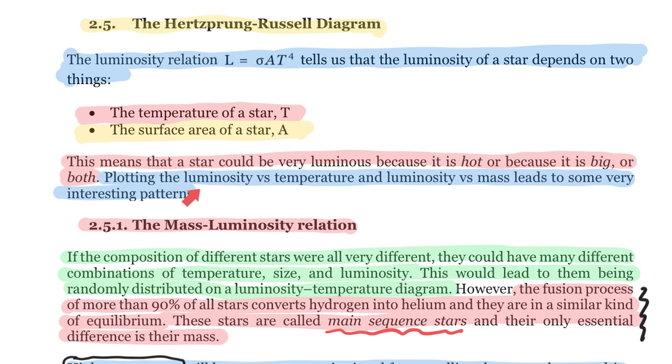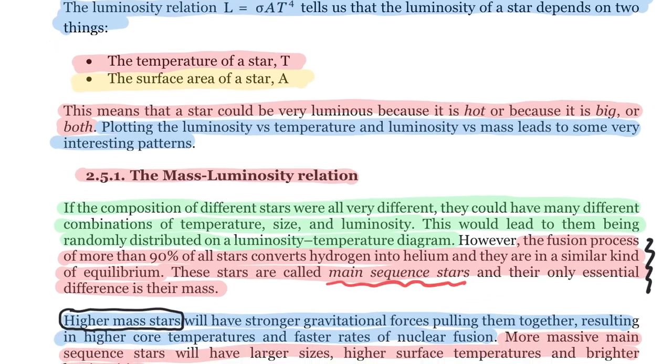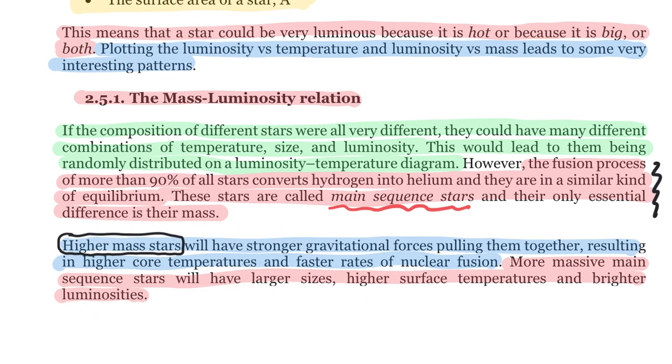Now, when plotting the luminosity versus temperature and luminosity versus mass, this leads to some very interesting and insightful patterns that help astrophysicists to learn more about stars. So let's first look at the mass versus luminosity relation. If the composition of different stars differs, that could mean that there are many different combinations of temperature, size, and luminosity among stars, and this is exactly what we find. But this would lead to them being randomly distributed on a luminosity temperature diagram.